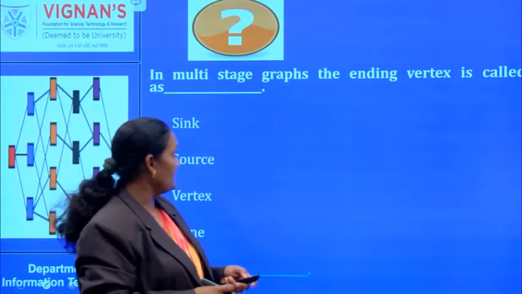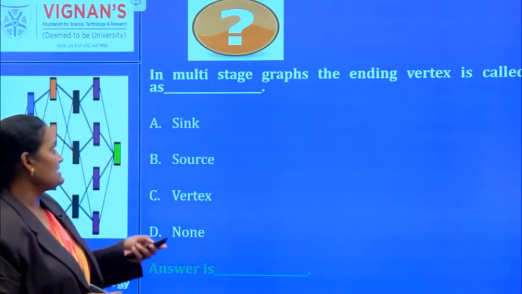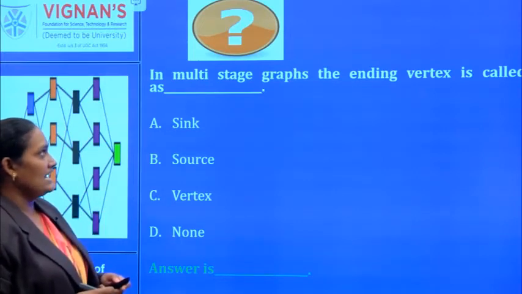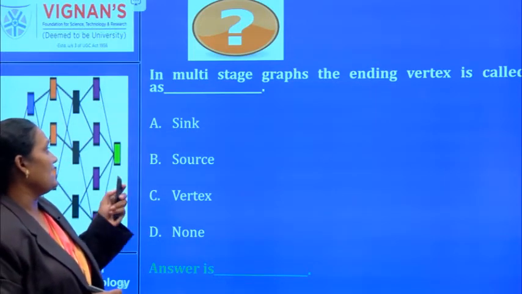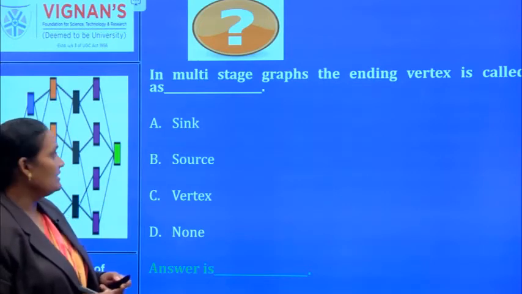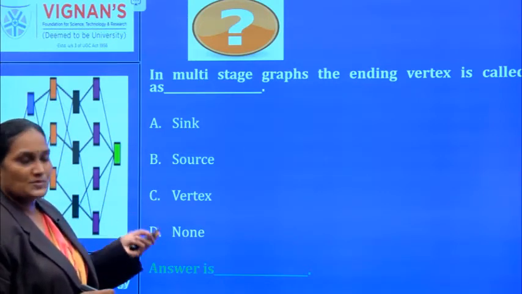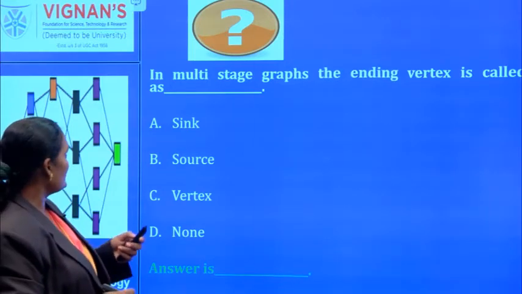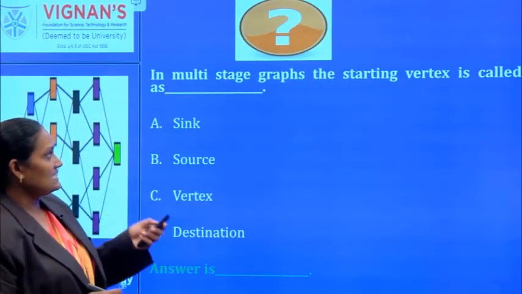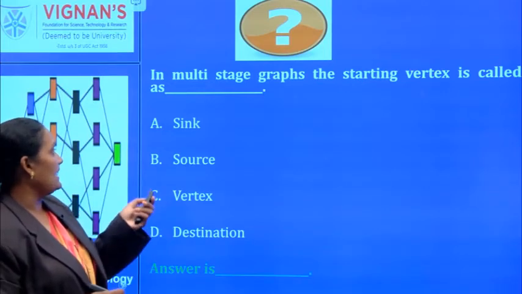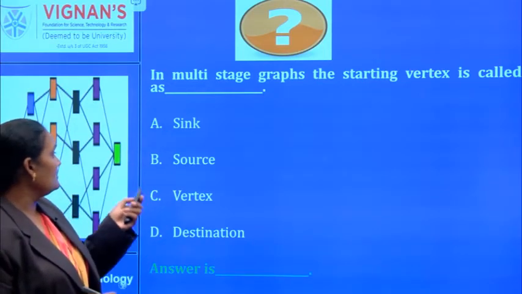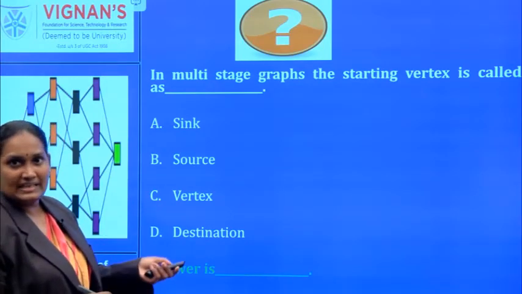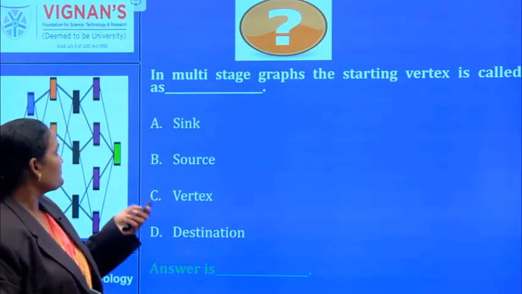To assess yourself, I have given some questions. Please answer these questions. The first question is, in multi-stage graphs, the ending vertex is called as option A, sink, option B, source, option C, vertex, option D, none. The next question is, in multi-stage graphs, the starting vertex is called as option A, sink, option B, source, option C, vertex, option D, destination.